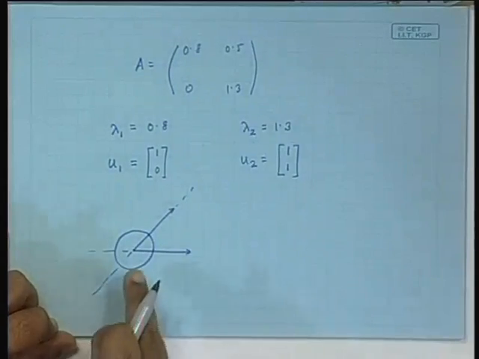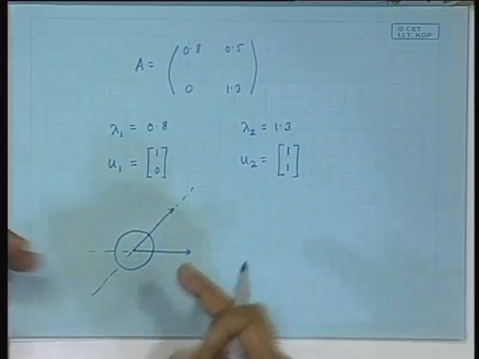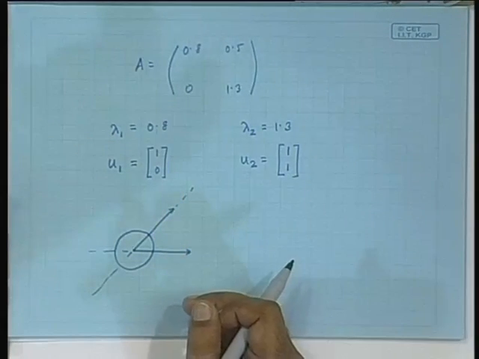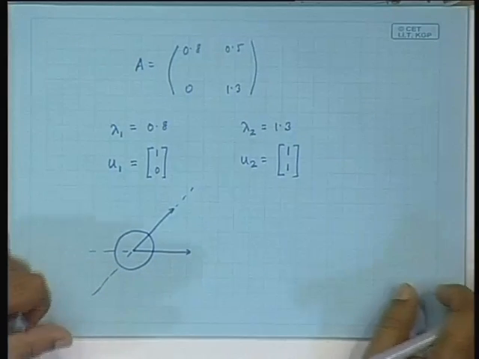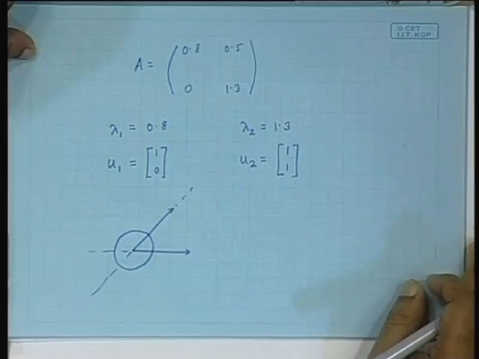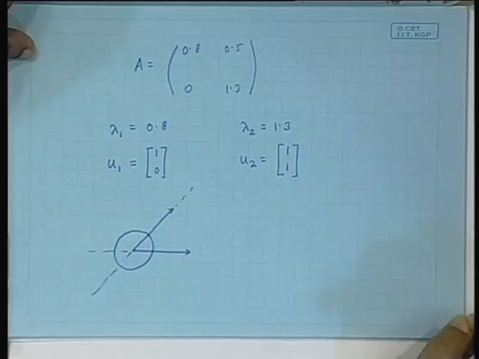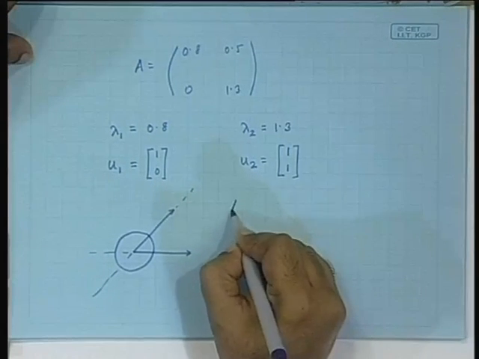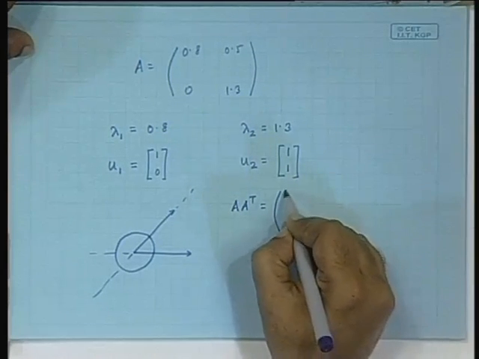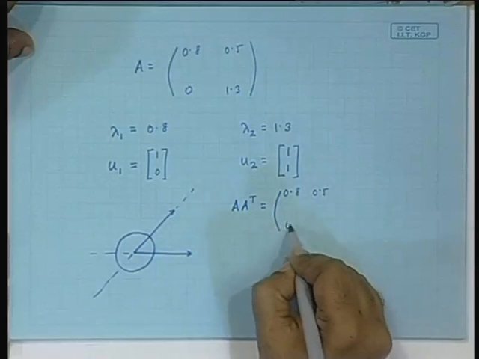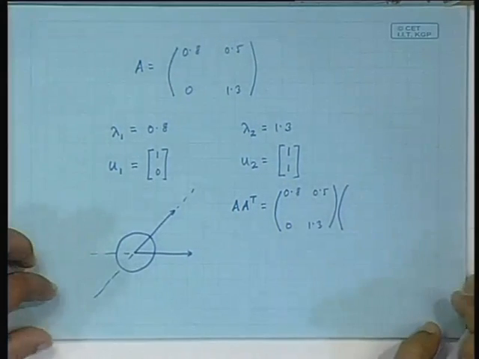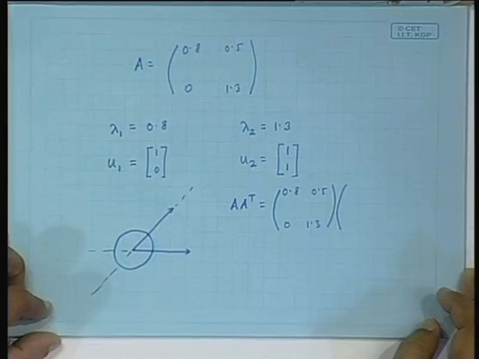But when you come to the ellipse that you obtain in the next iterate, it is not along this direction, it is along the eigenvector of A transpose. So, obtain A transpose.